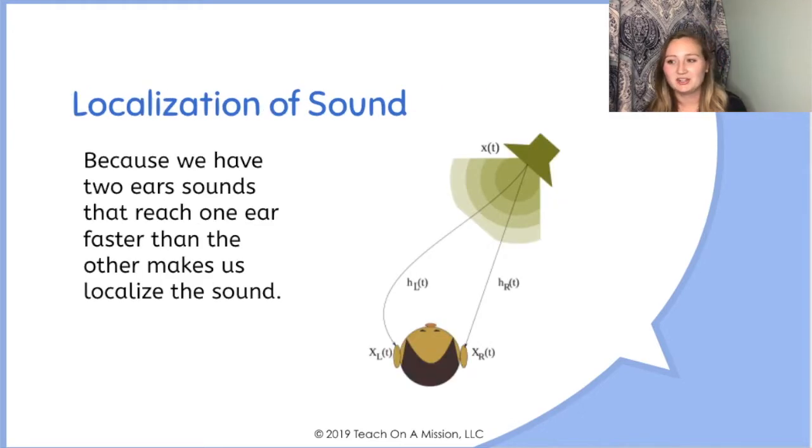The localization of sound. Because we have two ears, sounds that reach one ear faster than the other make us localize the sound. So for example, if someone said your name and they were standing behind you but off to, let's say, your left, you're going to hear with your left ear before you hear with your right ear. And so you're automatically going to turn to your left, perceiving that the person is behind you to your left, right? Your brain knows where to go based on which ear hears it first.